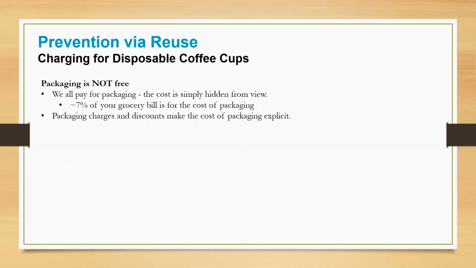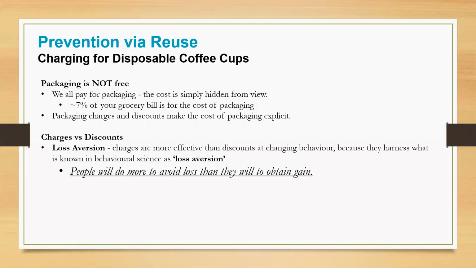So studies have shown, including some work I've done as well, that about 7% of your average grocery bill is actually covering the cost of the packaging. And most of this packaging is single-use packaging, which is discarded as waste immediately after the product has been consumed. What packaging charges and discounts do is make the cost of that packaging explicit. So it sends a clear signal to the consumer: this packaging is a product in and of itself, and it has value.